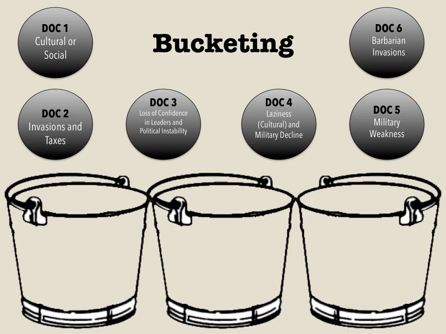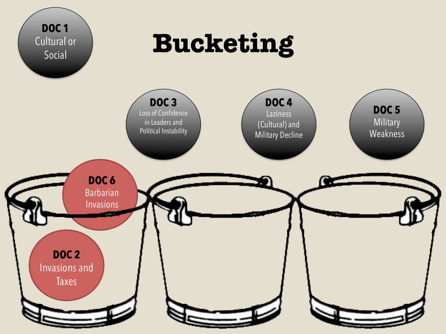Here are all the documents again, this time represented as balls hovering over the 3 empty buckets. My job now is to put the balls that go together in the same bucket. For example, Document 2, Invasions and Taxes, has a lot in common with Document 6, Barbarian Invasions. They're basically talking about the same thing. So I take these two and I put them in the first bucket.